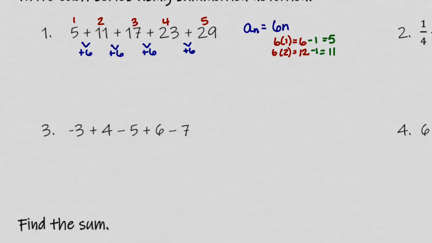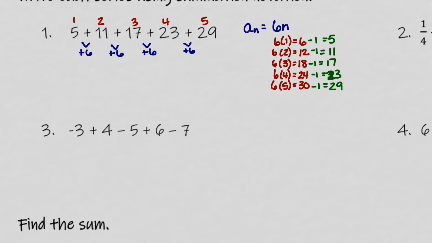And then if I keep going, the third term, well, that's 18, but I wanted 17, and it keeps going. And you double check all your terms, make sure you're on the right track. So that's 24, but I wanted 23, so I had to subtract 1. Oops, that's a 23. And then that fifth term, 6 times 5 is 30, but I actually just wanted 29, so I had to take 1 away.